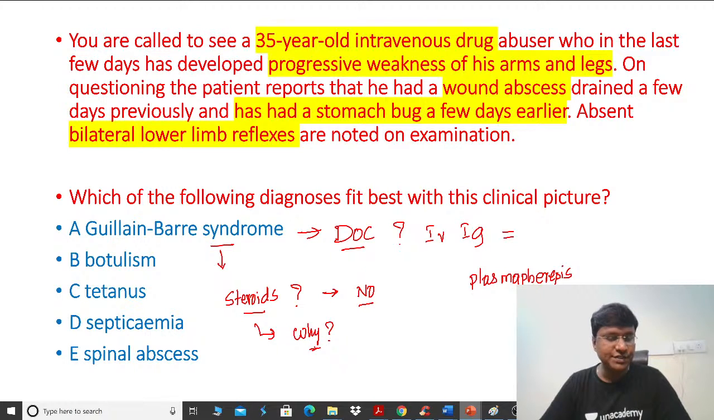Why is there no role of steroids? Anyone? Because it's an autoimmune disorder. Why is there no role of steroids? Right, very good, Ashwin Brady.